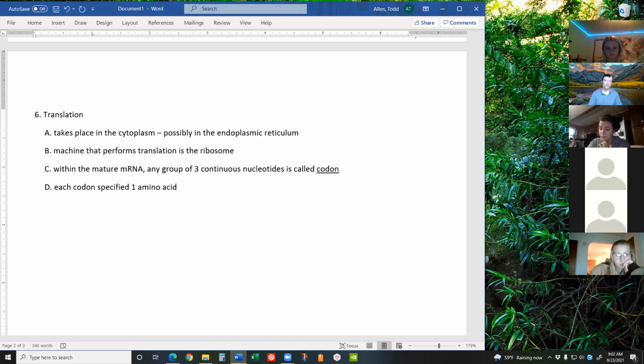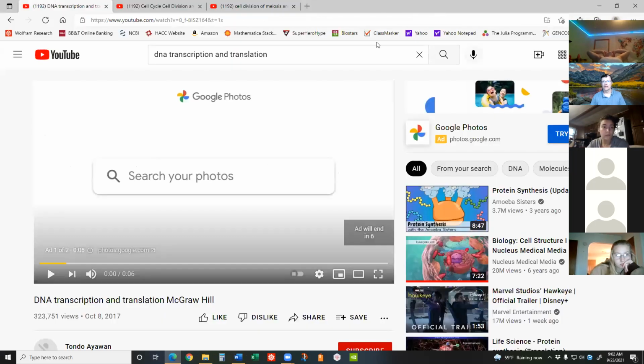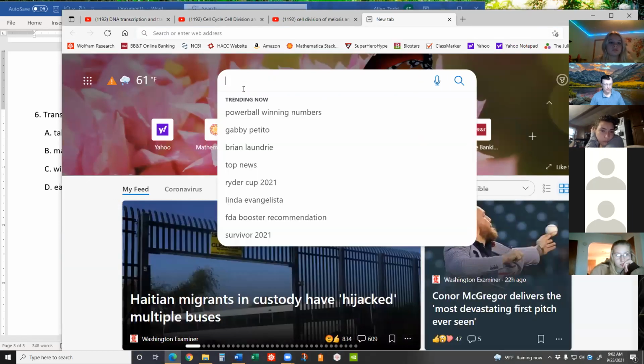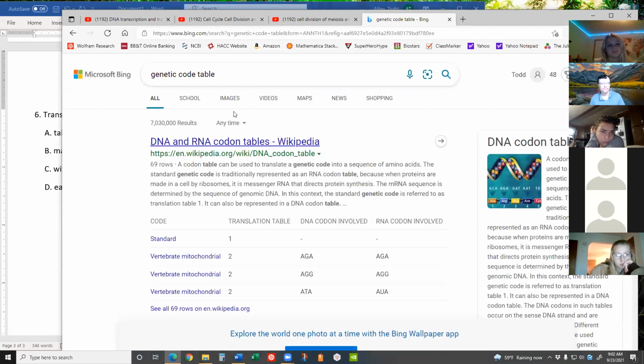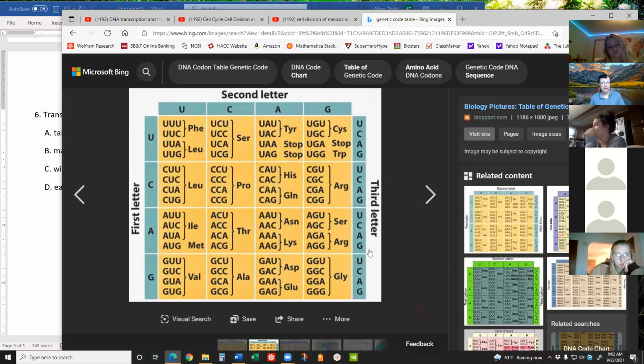Okay. Now in the video, you may have taken notice that when they were talking about translation, they flashed up a genetic code table. It was a fairly complicated looking thing. Let me see if I can bring up a quick image here with genetic code table. Okay, so one of these beasties, right? This is the genetic code table.